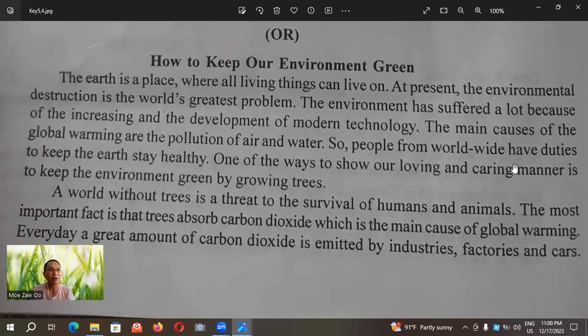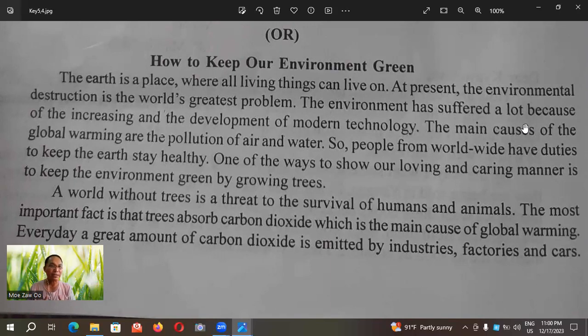The main causes of global warming are the pollution of air and water. So, people worldwide have duties to keep the earth healthy. One of the ways to show our loving and caring manner is to keep the environment green by growing trees. A world without trees is a threat to the survival of humans and animals.